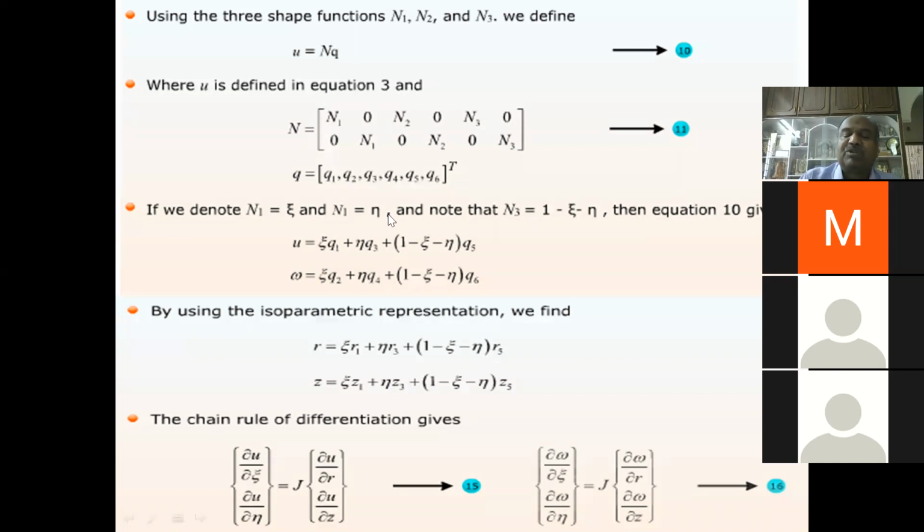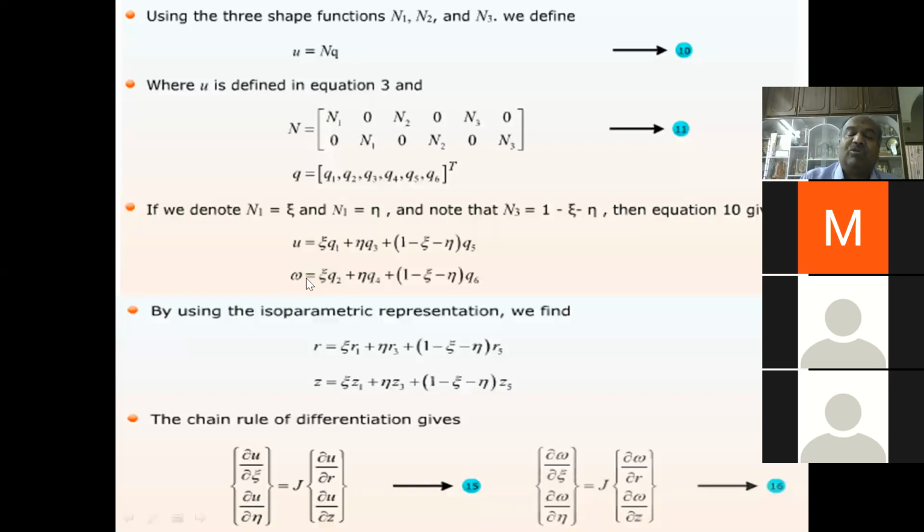So if you substitute those in the above equation, replacing n1 by xi, n2 by eta, n3 by 1 minus xi minus eta, you get u. Similarly, for w, u is summation n_i q_(2i-1), and here w equals summation i equals 1 to 3 of n_(2i) and q_(2i).